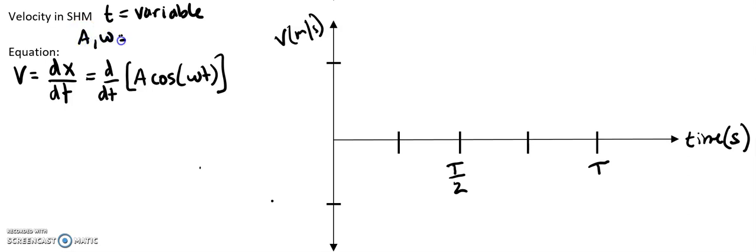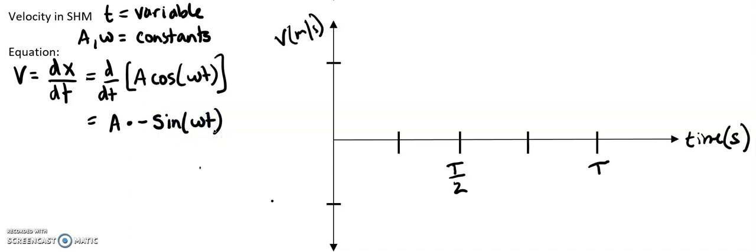So A and omega are going to be constant. That'll just help remind me when I take the derivative. Okay, take the derivative. We'll just pull out A, since it's a constant. So d/dt of cosine omega t. The derivative of cosine is negative sine, so that's going to be negative sine of omega t.